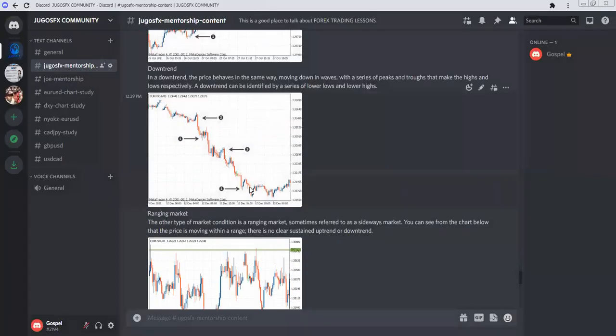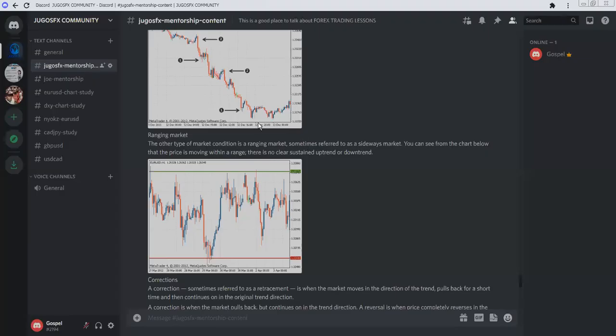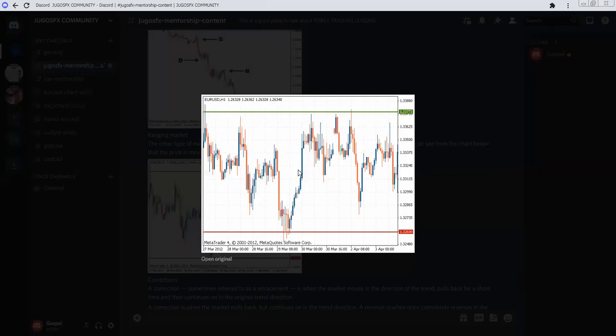Okay, so looking at a ranging market, this is what I mean. It's actually not going up or coming down, all right?